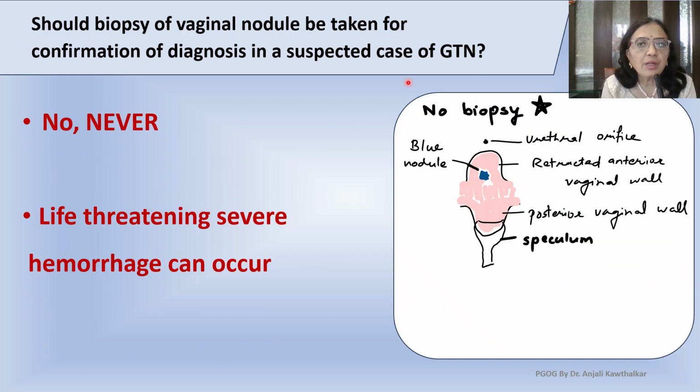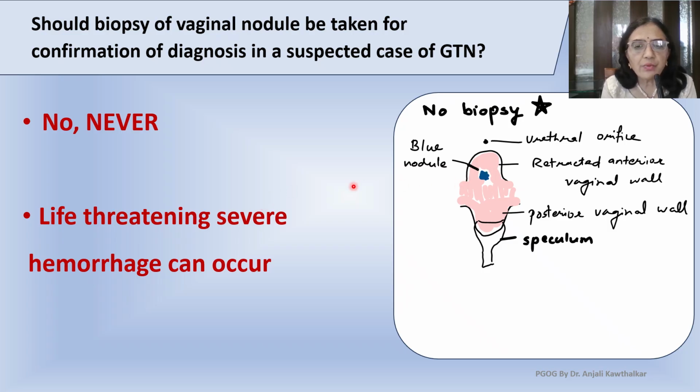Should a biopsy of a vaginal nodule be taken for confirmation of diagnosis in a suspected case of GTN? The patient is coming to you and you find there is a blue nodule. Why not take a biopsy and confirm the diagnosis? This is the usually asked question, even in practical examination also. So it should never be taken. In bold, I have given this specially. It can lead to life-threatening severe hemorrhage if you try to take a biopsy from this blue nodule.